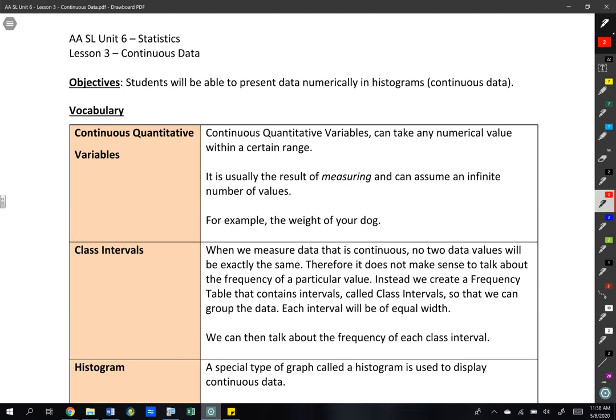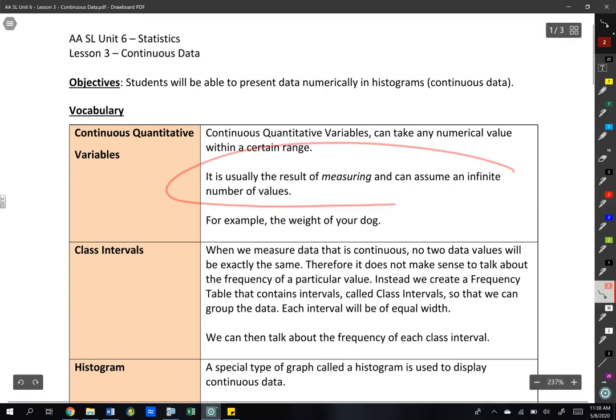So we talked about quantitative variables being either discrete, which is countable, or continuous, where there could be an infinite number of possibilities, and it's usually going to be within a certain range. It's usually the result of measuring and can assume an infinite number of values. And in the last class, we used the example of the weight of your dog.